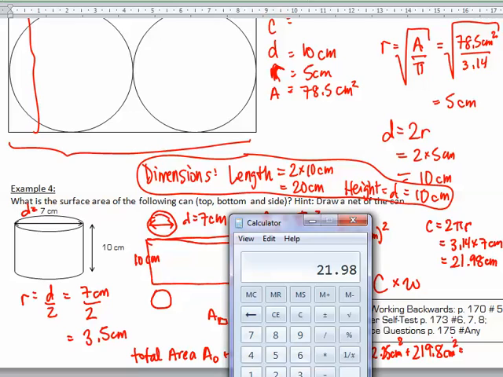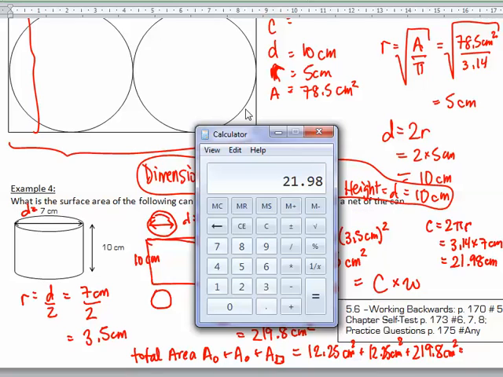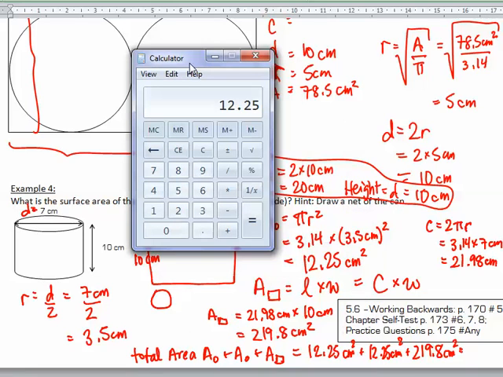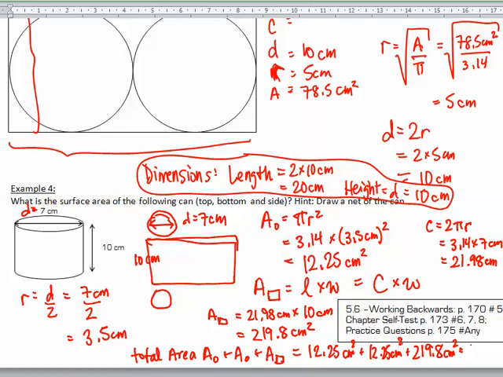So 12.25 plus 12.25 plus 219.8, I get a total surface area of 244.3 centimeters squared. This is a bonus type question, but it does exercise all of the area and circumference types of problems that we're going to be looking at.